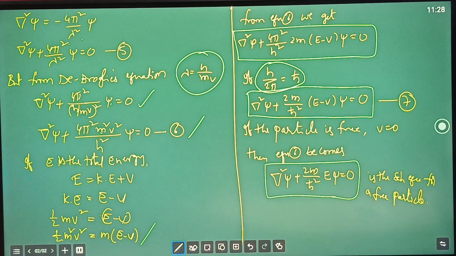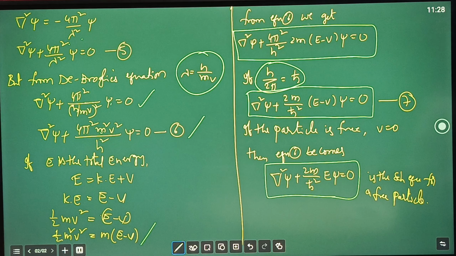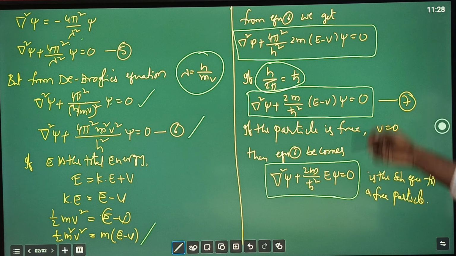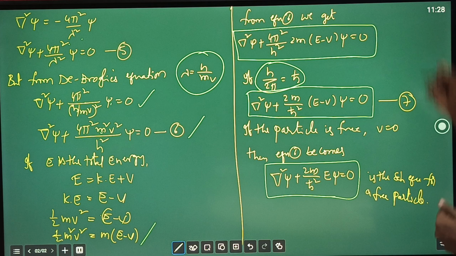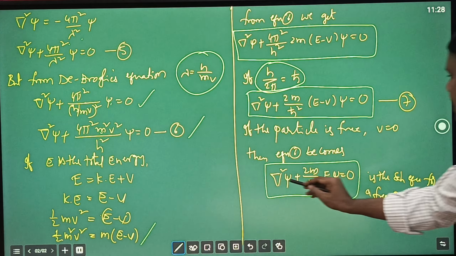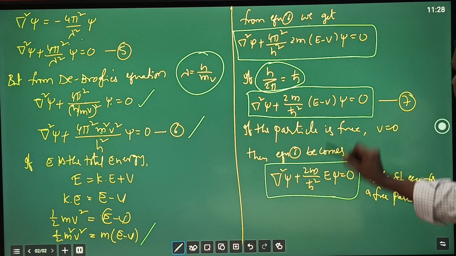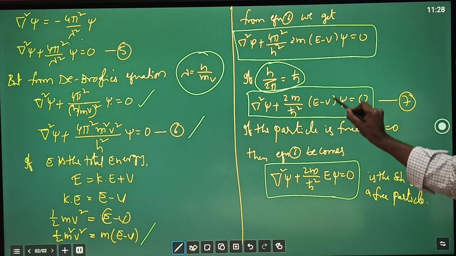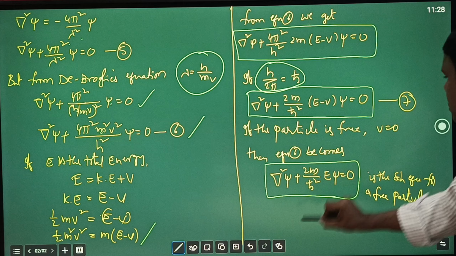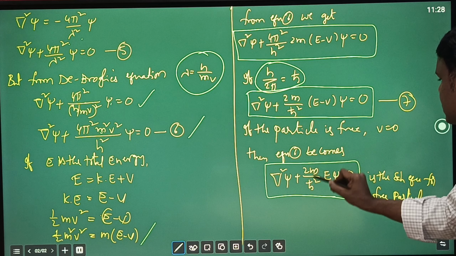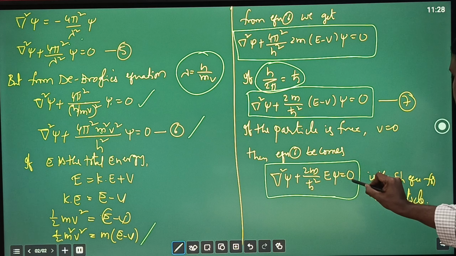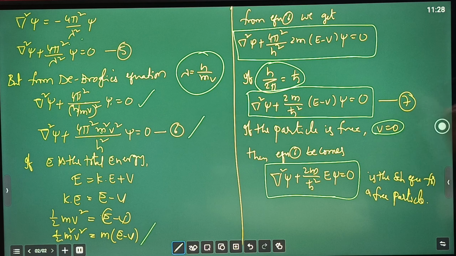So that ∇²ψ + 2m/ħ² (E - V) ψ = 0. Suppose the particle is free, that means the value of V is equal to 0. So substitute V = 0, then equation number 7 can be written as ∇²ψ + 2m/ħ² (E - 0) ψ = 0. That means ∇²ψ + 2m/ħ² Eψ = 0 as V is equal to 0. This is the equation for a free particle.